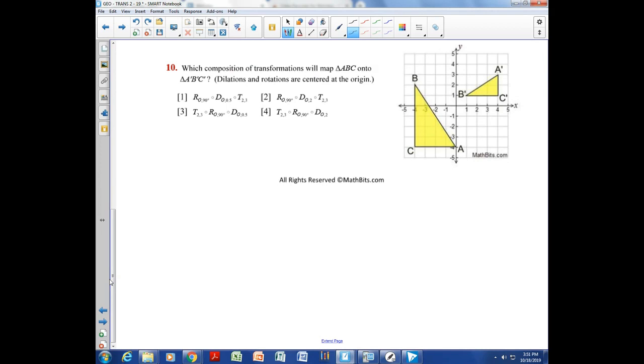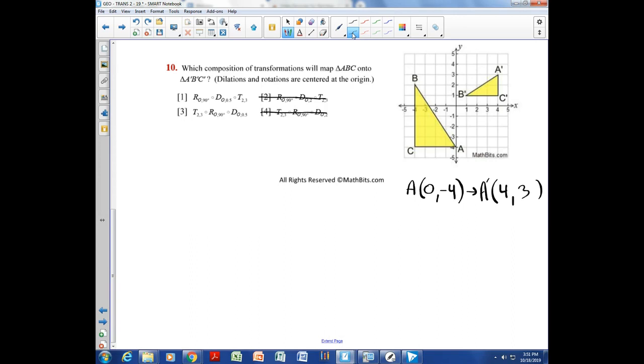Well, I see number 2 has a scale factor of 2, so I'm going to eliminate that. And I see that number 4 also has a scale factor of 2 in the dilation, so I'm going to eliminate that one. So right away, I know it has to be 1 or 3. So what I'm going to do here is take 1 point, A. I'm going to look at my A here. The A point is (0, -4). And the A prime point, which it has to be mapped onto, is (4, 3).